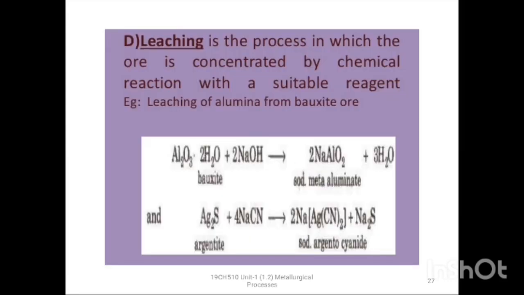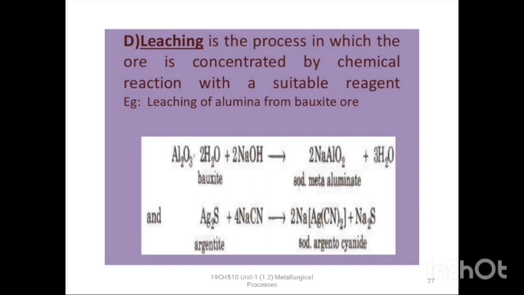And the last one is the leaching process. Leaching is the process in which the ore is concentrated by a chemical reaction. For example, leaching of alumina from bauxite ore. From the bauxite ore, when we add sodium hydroxide, it is converted into sodium meta-aluminate. Similarly, argentite ore, when sodium cyanide is added, is converted into sodium argentocyanide.